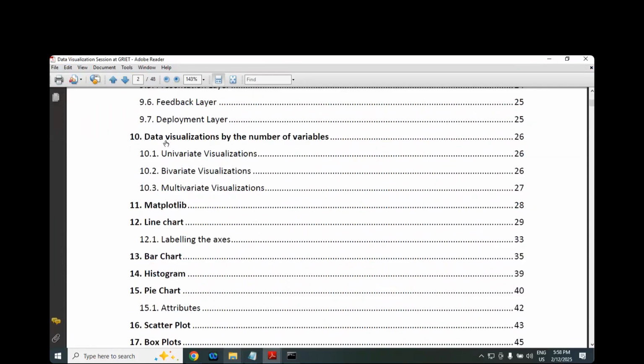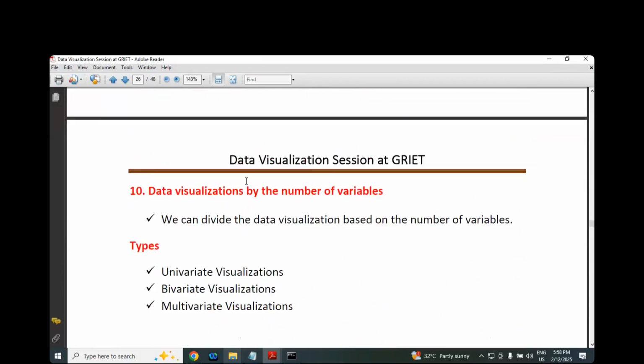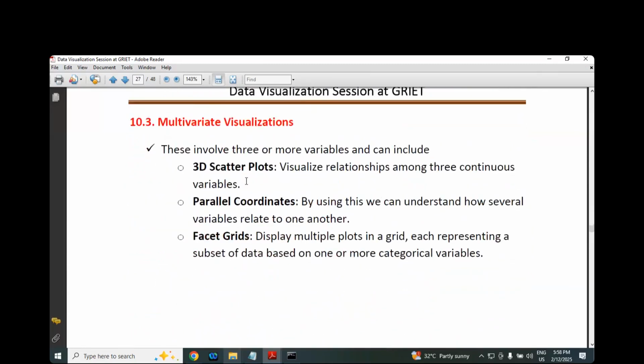Data visualization by number of what exactly? Variables. If you are using a single variable, it is called univariate analysis visualization. If you are using two variables, that is called bivariate. The next one is multivariate. That's what I remembered. It might be helpful for you. Click on this one, kindly walk through, you will get an idea. I have separated all these.